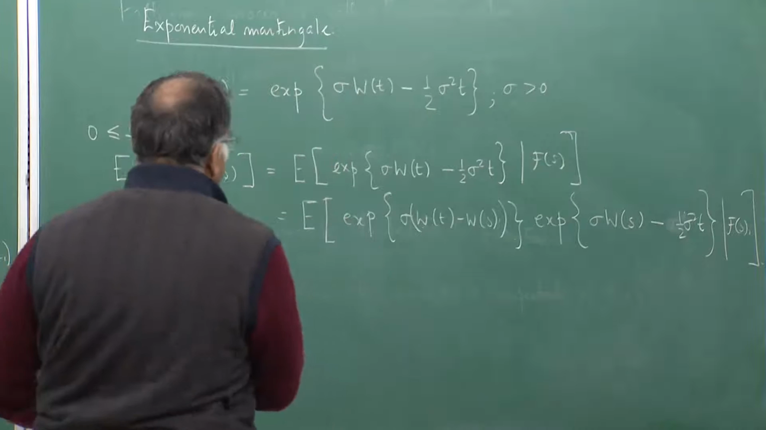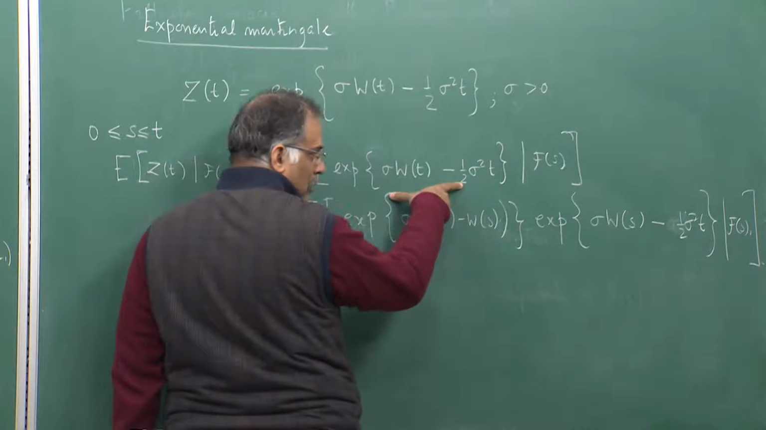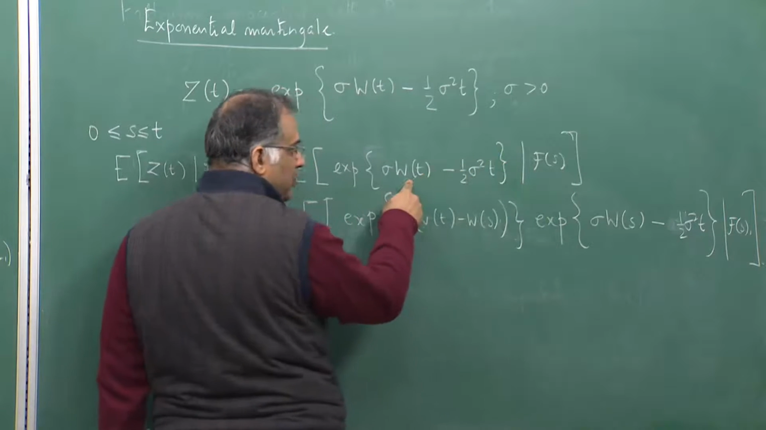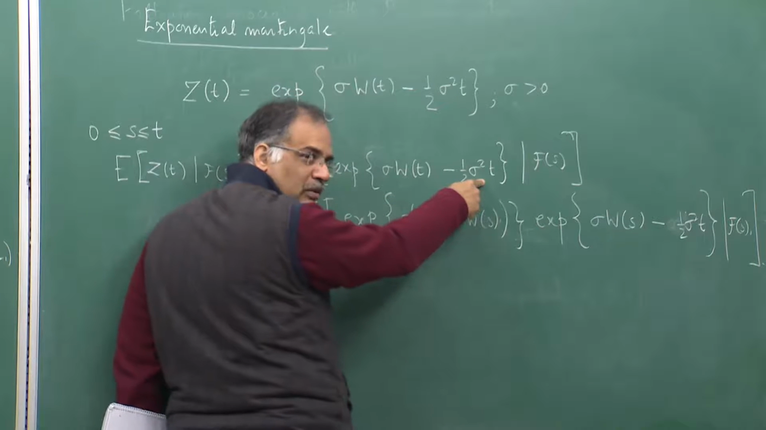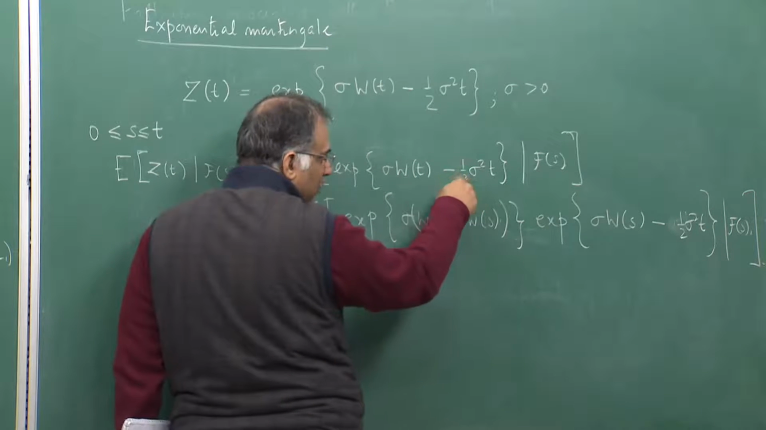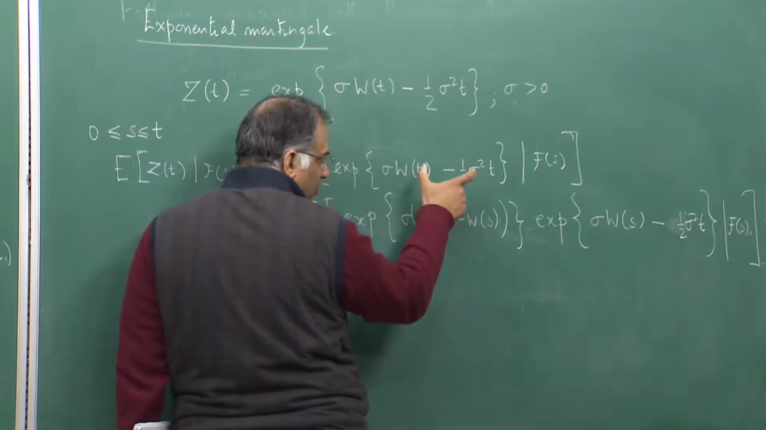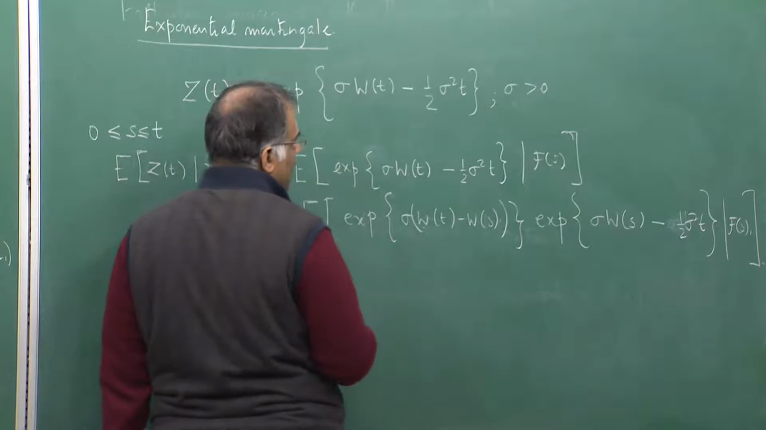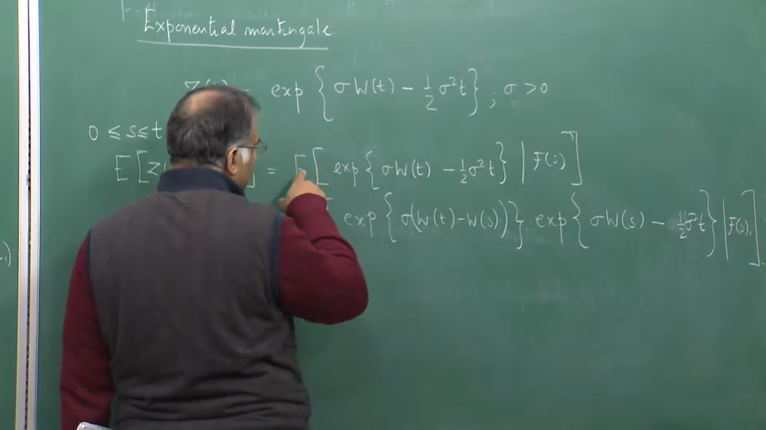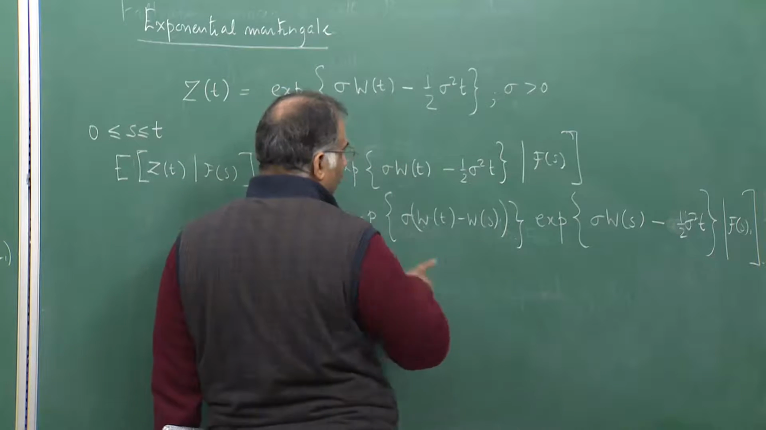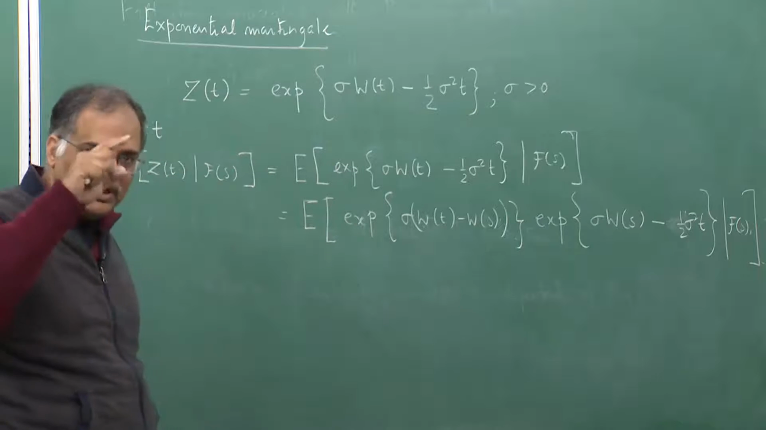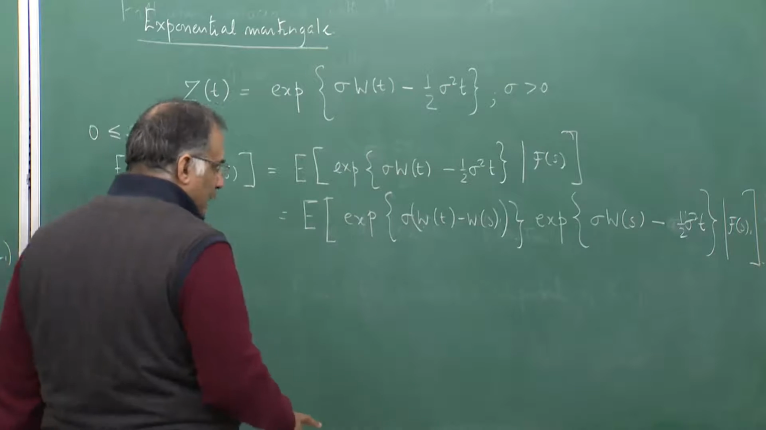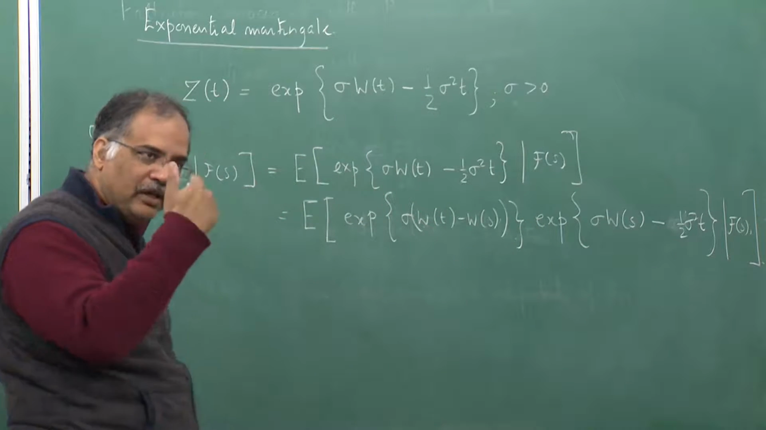At the end, this part has mean minus half sigma square t, because this mean is 0 and this exponential is nothing but a constant. So this has a finite mean. Now, you are taking the expectation of the exponential function. If the random variable itself has a finite mean, then the exponential function will also have a finite expectation. That is why it is meaningful to apply the fact that I can take out what is known.